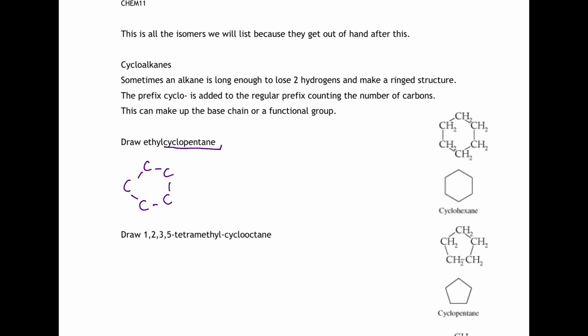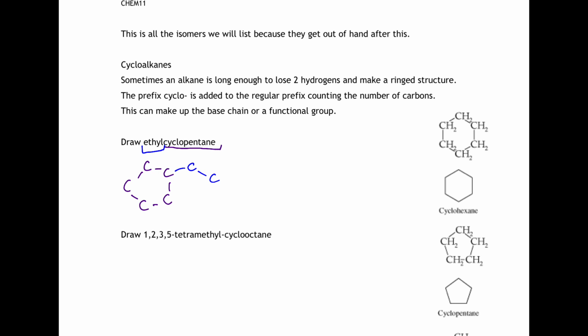And then I have my other group here. I think I'm going to just put it here. I have my ethyl group. How many carbons are in an ethyl group? 2 carbons in an ethyl group. So I'll just pull it from somewhere easy. There, carbon, there, carbon. So that is my ethyl cyclopentane.